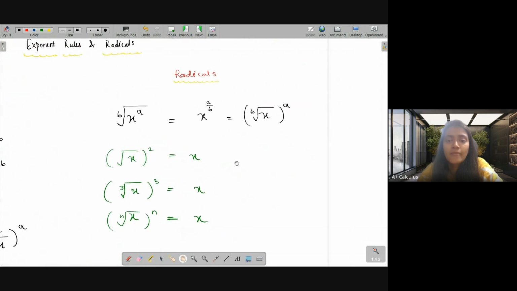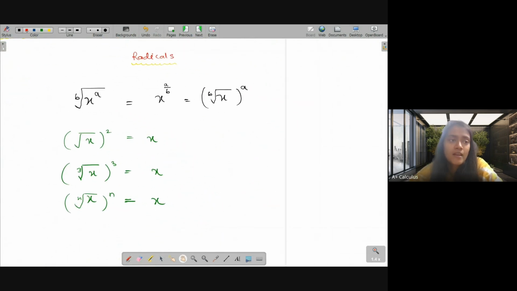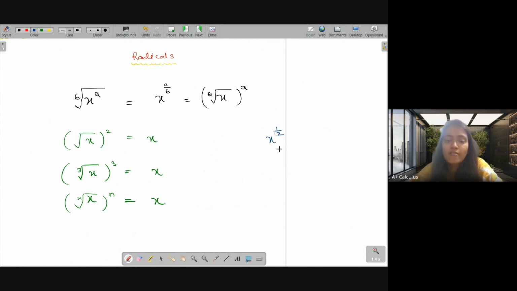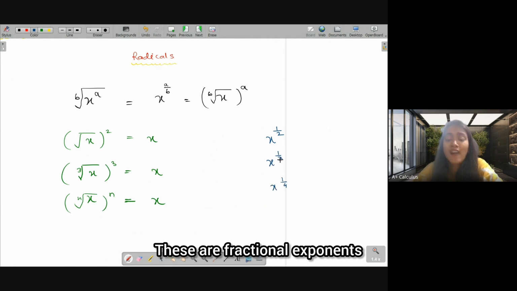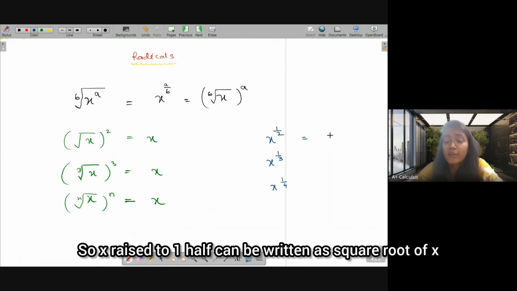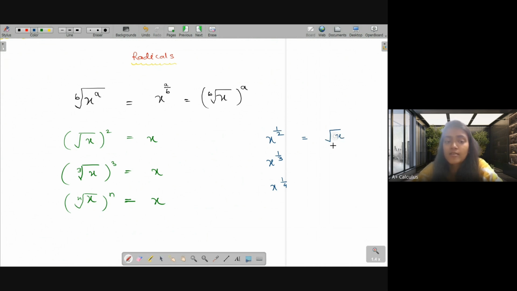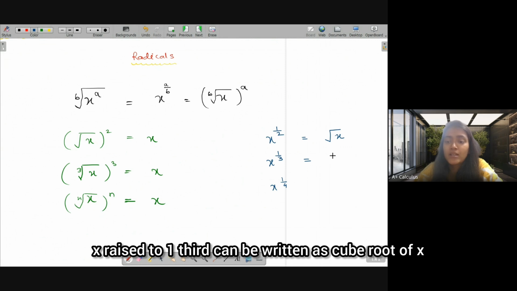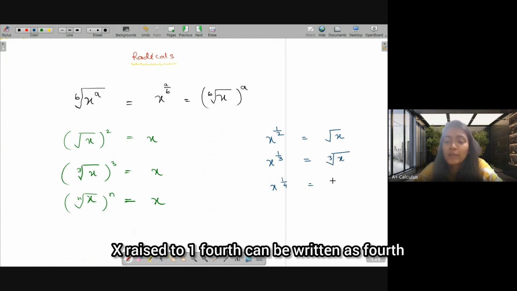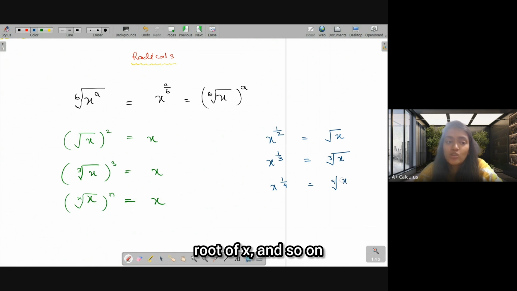Next, you have radicals. Radicals are actually nothing but fractional exponents, like x raised to 1/2, x raised to 1/3, x raised to 1/4. These are fractional exponents, and these are actually nothing but roots. So x raised to 1/2 can be written as square root of x. x raised to 1/3 can be written as cube root of x. x raised to 1/4 can be written as fourth root of x, and so on.